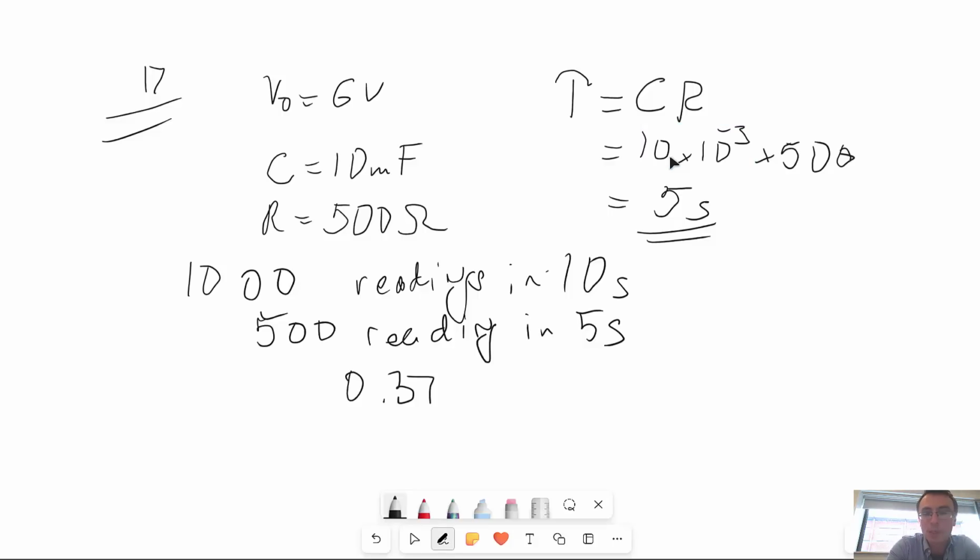So 37% or 0.37 of the initial voltage, which is 6, is going to give me pretty close to 2.2 volts. Therefore, the correct answer is D, 500 readings, 2.2 volts.